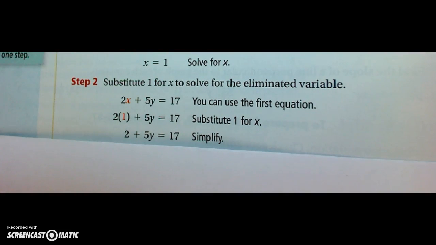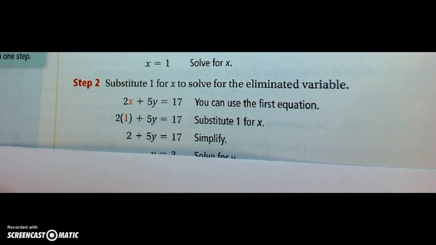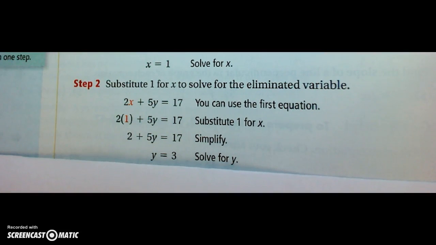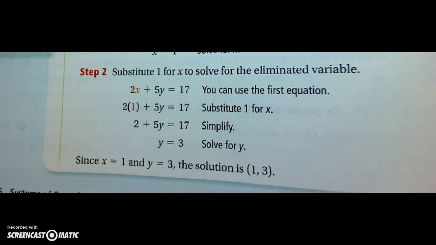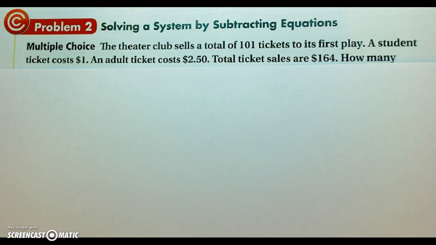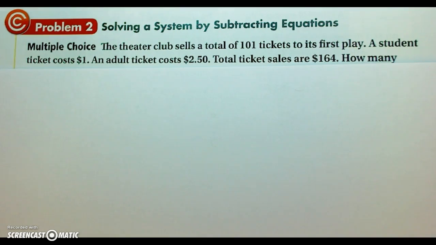We needed to multiply 2 times 1. We simplified. And then we subtract 2 from both sides, which gives us 15 divided by 5 is 3. So our ordered pair we have come up with is x is 1 and y is 3. So the solution is the ordered pair 1, 3. Problem 2, solving a system by subtracting equations.